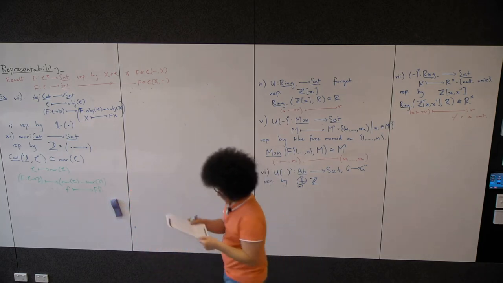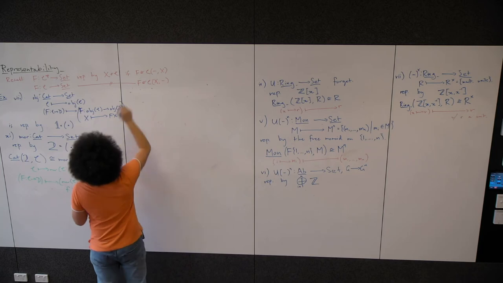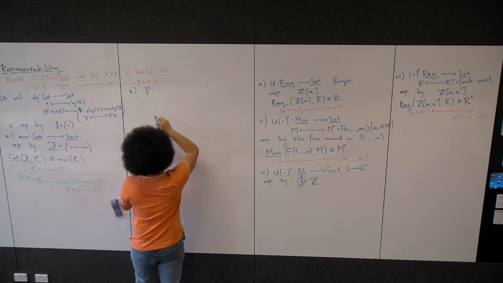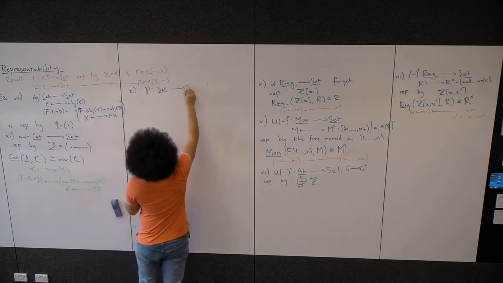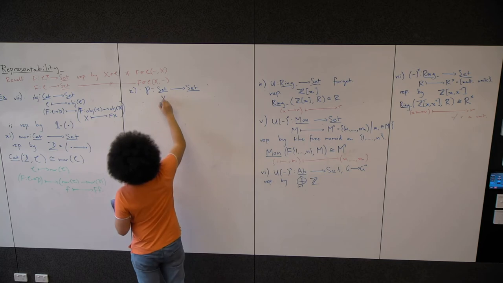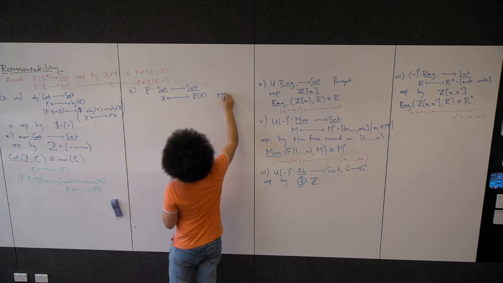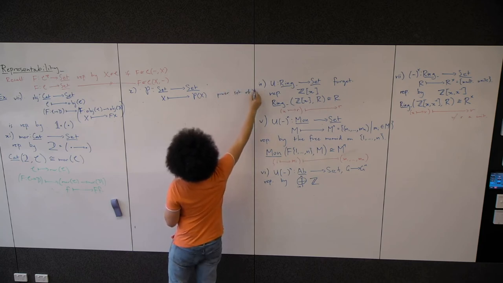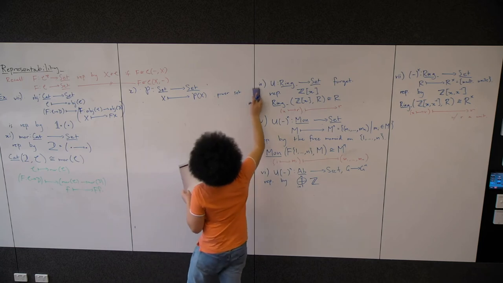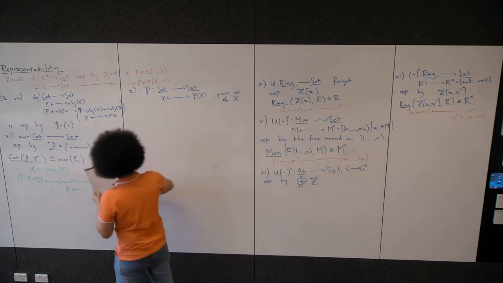Okay, so all the examples we've done so far have been covariant. We'll do some contravariant ones. So example 10, we have curly P going from set to set. This is the power set functor. So it takes set X to its power set. Right, and it takes a map.